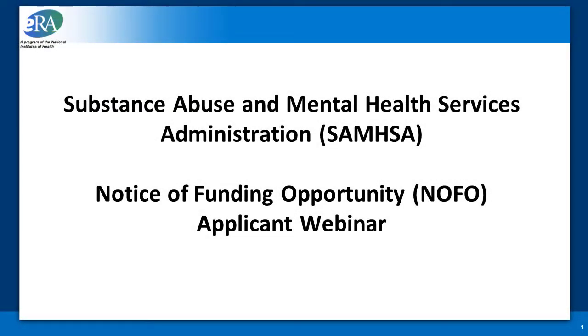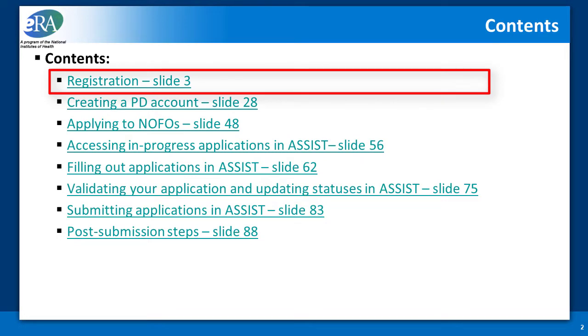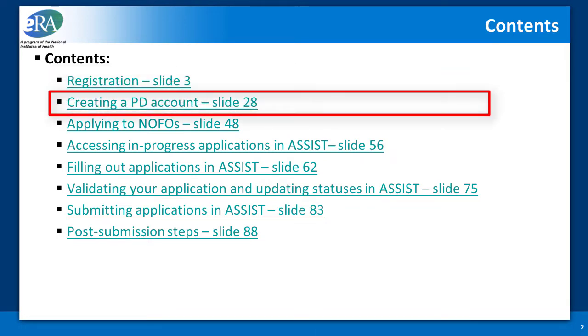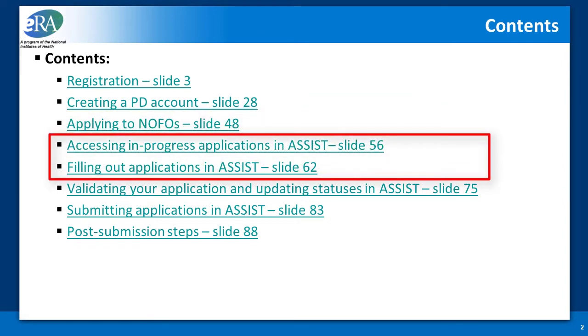This presentation provides guidance for registering and preparing your organization to successfully initiate and submit applications for SAMHSA Notice of Funding Opportunities, NOFOs. SAMHSA's application submission and processing is supported by the Grants Management Systems of the NIH, otherwise referred to as ERA, whose experts have prepared this walkthrough of some of the technical steps of the registration process, including how to create a PD account within the ERA system, how to apply to a SAMHSA opportunity in Assist, how to fill out your application in Assist, and finally, how to submit and monitor your submission post-submission.